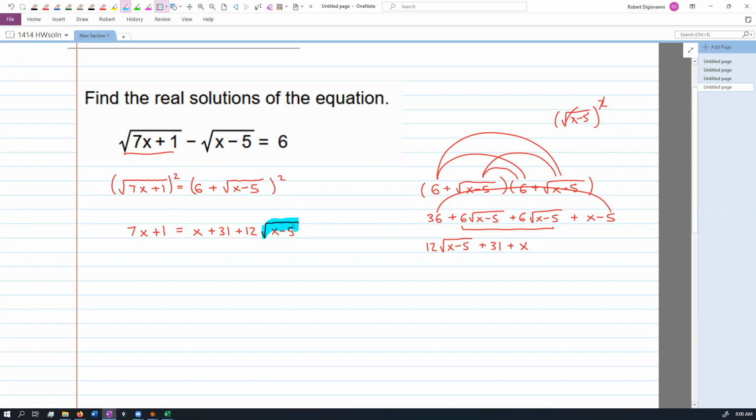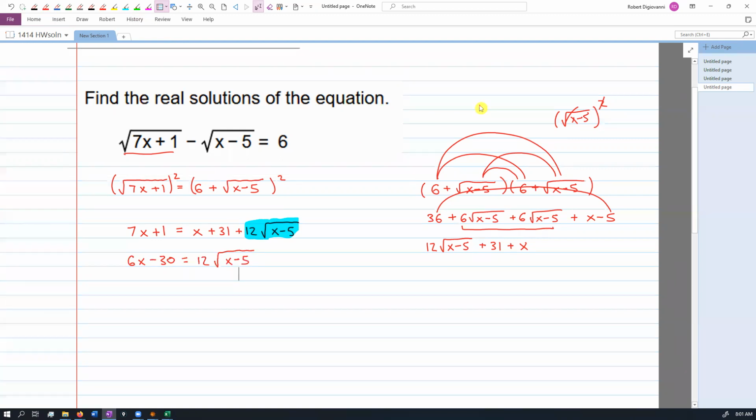Now what we're going to do is realize that we have another radical equation, where our radical is this one, so we need to isolate it. Because the 12 is attached to it with multiplication, I'm going to isolate everything there in blue, which means I'm going to subtract x on both sides. I'm going to subtract 31, which gives me negative 30. And that should leave me 12 times the root of x minus 5.